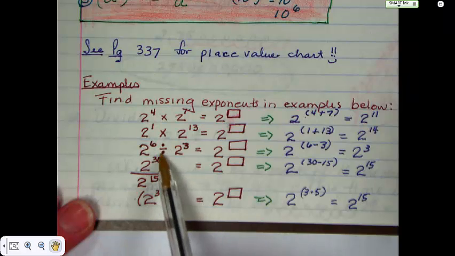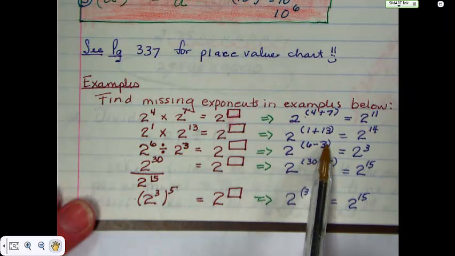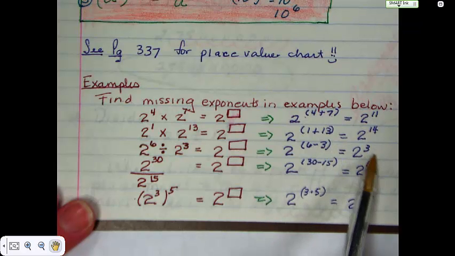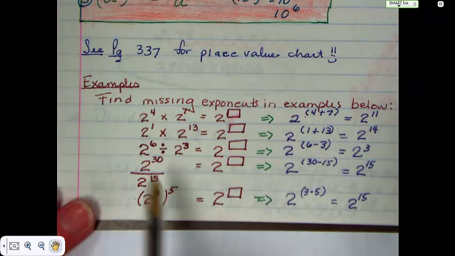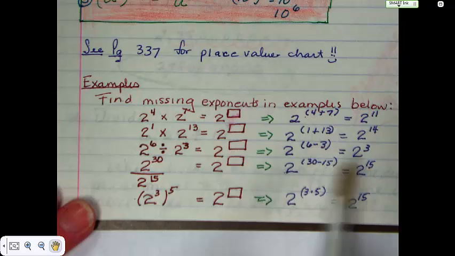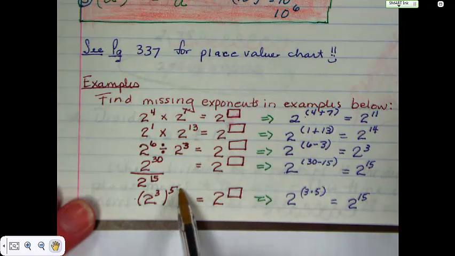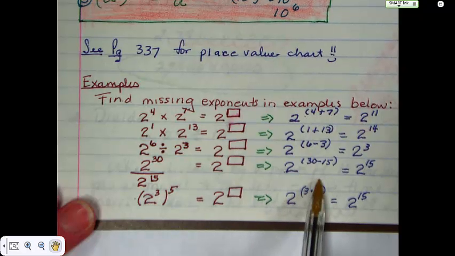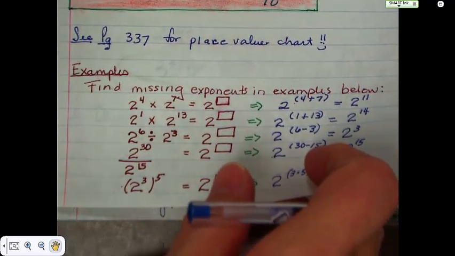2 to the 6th divided by 2 to the 3rd is 2 to the 6 minus 3, which is 2 cubed. 2 to the 30 divided by 2 to the 15th is 2 to the 30 minus 15, which is 2 to the 15th. 2 to the 3rd raised to the 5th power is 2 to the 3 times 5, which is 2 to the 15th. Really important. Use it a lot. It'll save you tons and tons of time.